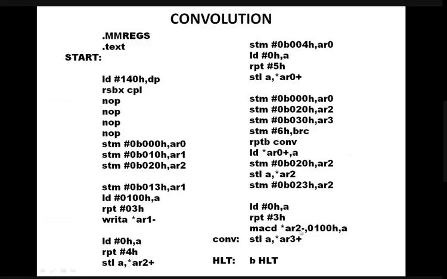How many times this has to be repeated? This has to be repeated 4 times, which will perform the 4-tap FIR filter operation. After that, the A will have Y of n. Okay, so this Y of n will be stored to the memory location pointed by AR3, which is our Y of n location, which is B030. Okay, so this block has to be repeated 7 times. So 7 Y of n you will get. After that, we are halting the program.